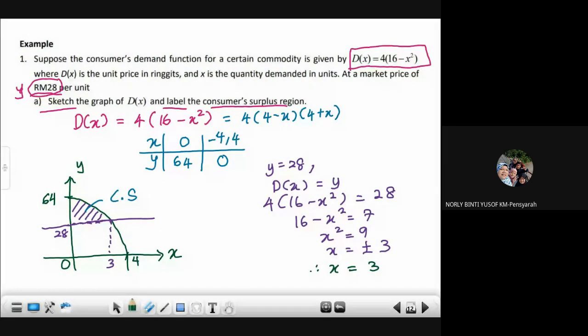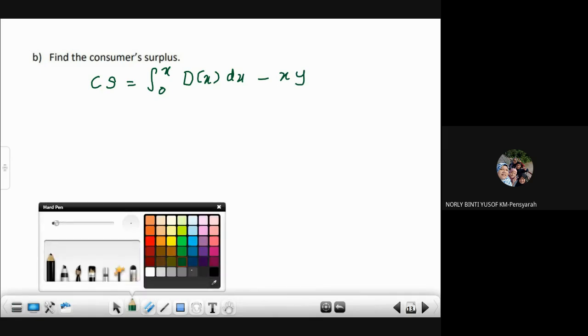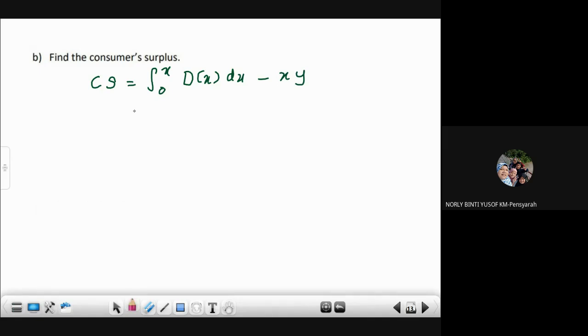Okay, kita dah dapat graph kita. So kita cari B sebelum Madam stop lah. Find the consumer surplus. So kita dah ada kita punya graph, dah complete. Sekarang kita nak kira. So find the consumer surplus, dia punya formula tadi, Madam tulis balik. From 0 to x, demand function, dx minus xy. This is the formula for CS lah. So kita guna balik pakai.